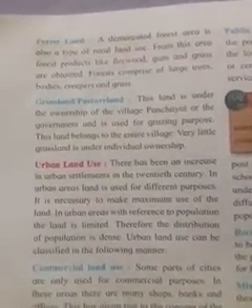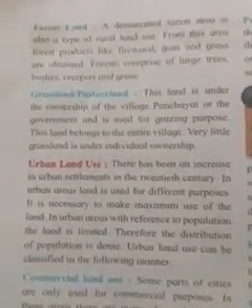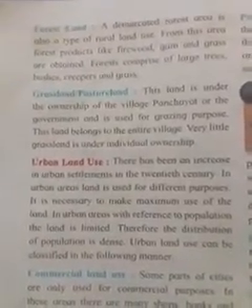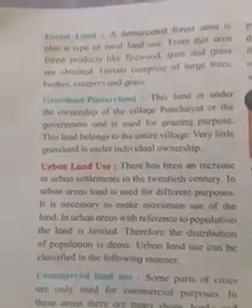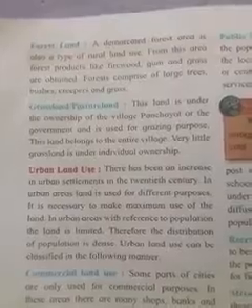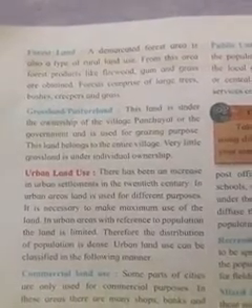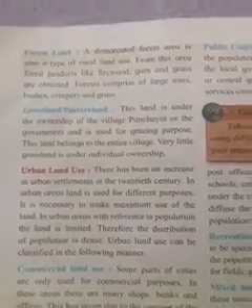That means this is the dense forest area, and we get from this area firewood, gum, grass, and the forest is comprised of larger trees, bushes, creepers and grass.